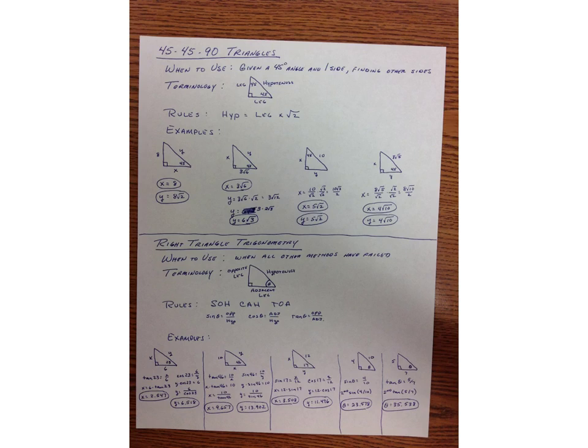And then the last one, you're given 8 radical 5. Just divide it by radical 2. Rationalize your denominator once again, and you can see what the answers would be. So there's a lot of work with radicals as we go through this. The last part is the right triangle trig.